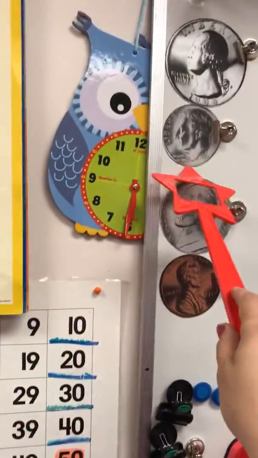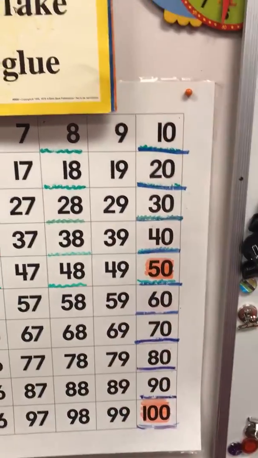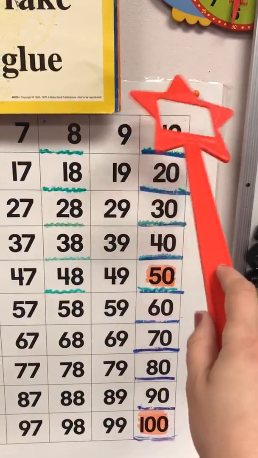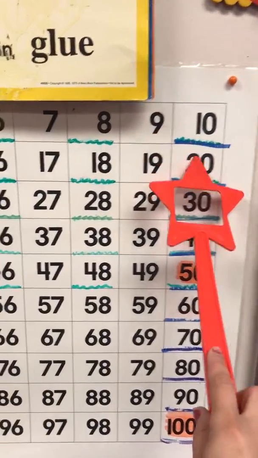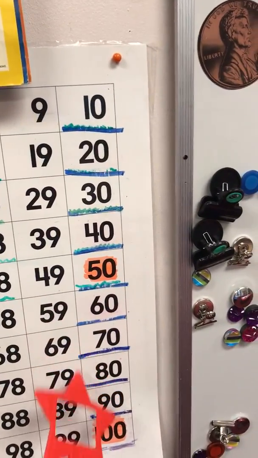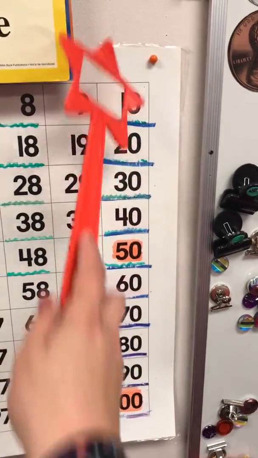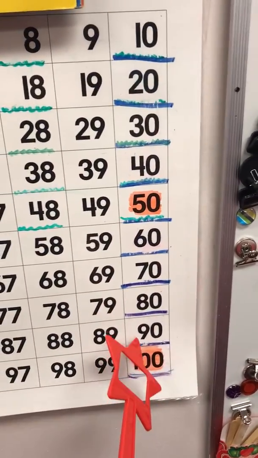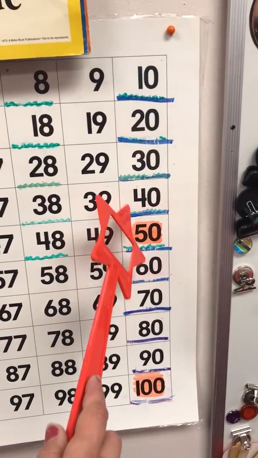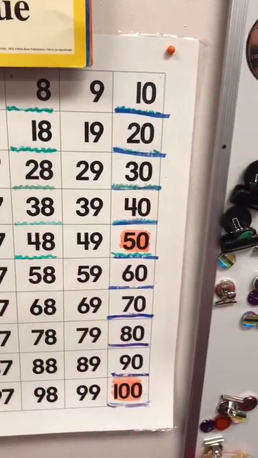Let's do our counting by 10s. Remember, when we count dimes, we're counting by 10s. That's this whole row right here. Counting by dimes is counting by 10s. Let's try it. 10, 20, 30, 40, 50, 60, 70, 80, 90, 100. Let's count backwards with our tens. 100, 90, 80, 70, 60, 50, 40, 30, 20, 10. Boy, that's weird, isn't it?